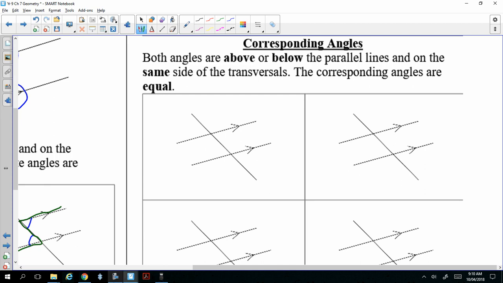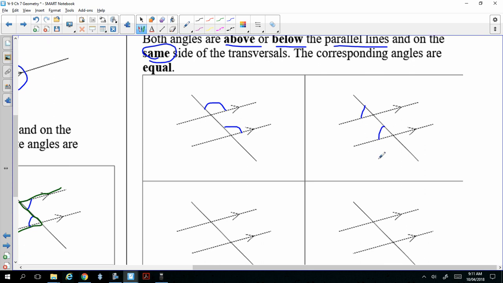Corresponding angles. What are corresponding angles? There are 4 different types. They are either above or below the parallel lines on the same side. Corresponding angles are equal. So above on the same side of the transversal, or above on the other side of the transversal, or below on the same side, or below on the left side of the transversal. In all four cases, they form a letter F.